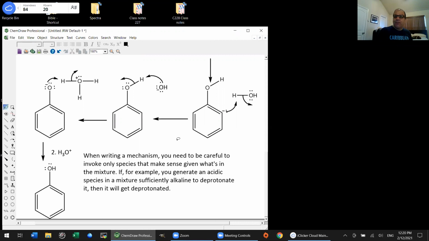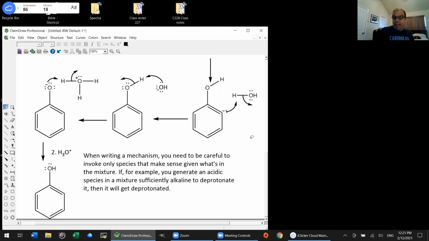Generally, workup steps often do two different things. One is what you just referred to: it will destroy anything left over that's reactive, so that you can isolate your compound safely. The other thing the workup step will often do is protonate any anionic intermediates, so that you get a neutral compound to isolate. So I would say it does both in this case.